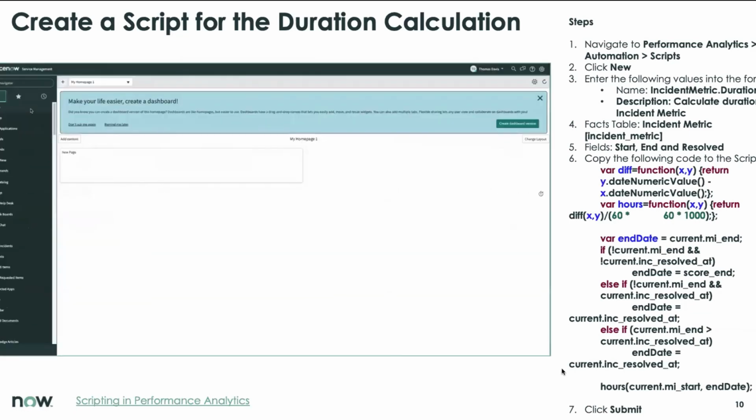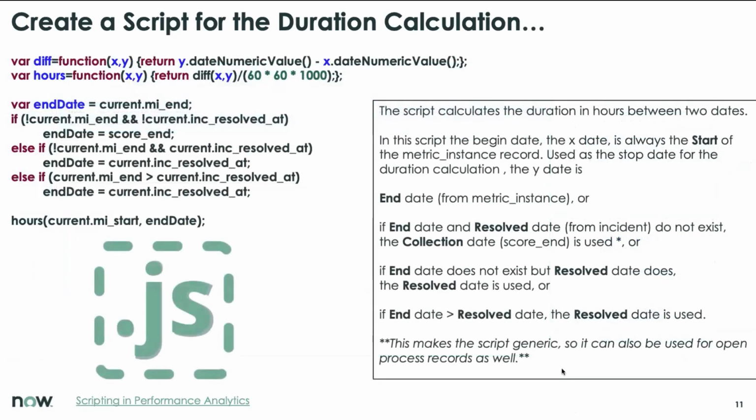So let's talk about the script a little bit. Again, it's here, so you'll be able to use it if you want. This is calculating the duration in hours between the two dates, right? And the dates being when the assignment group changed. That's what we're looking for. And here, the begin date, the X date, is always the start of the metric incident record. Again, an instance is created when something is triggered based off of a definition, and then we use the stop date for the duration calculation, which is the Y date.